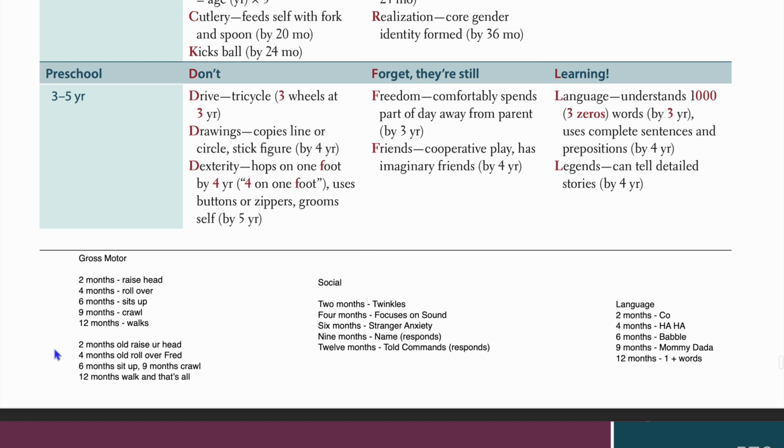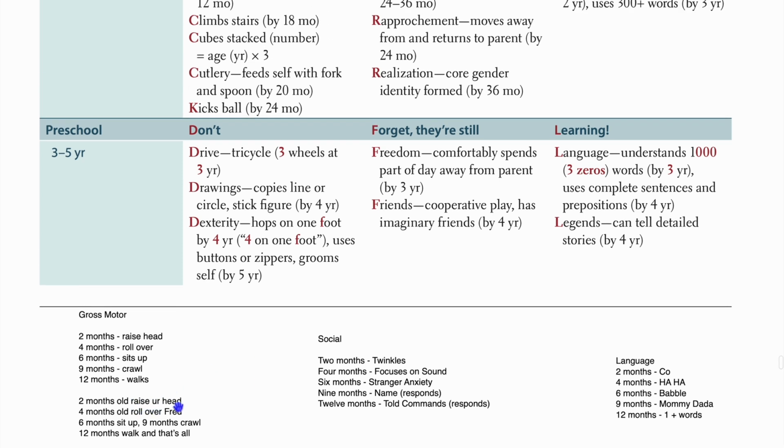Okay, so the song is: 2 months old. Hold on, I suck at singing, so fair warning. 2 months old, raise your head. 4 months old, roll over, Fred. 6 months sit up, 9 months crawl. 12 months walk, and that's all. I don't know, he uses a different melody. I don't remember it, but this works. To remember these, they sit up at 6 months and crawl at 9 months. I think it was the tune of Happy Birthday, but I'm not gonna embarrass myself with that.